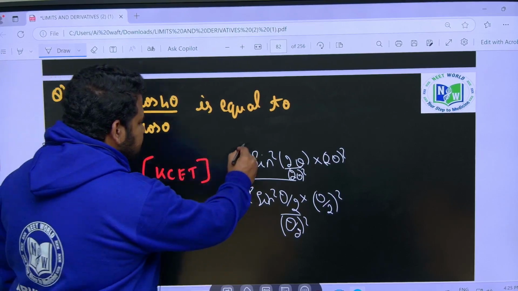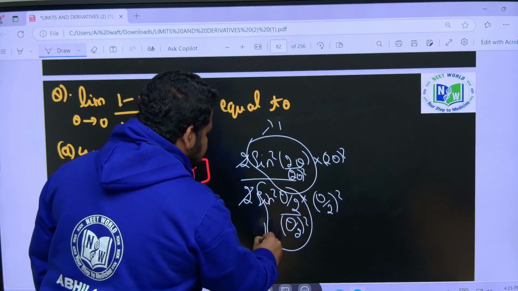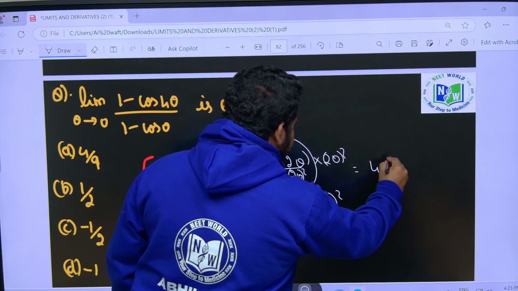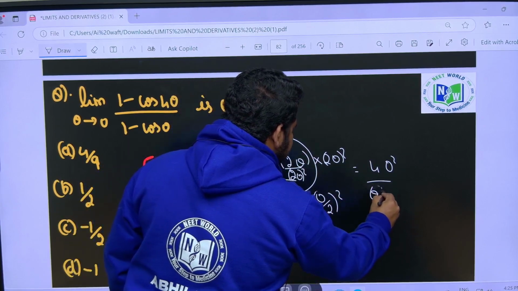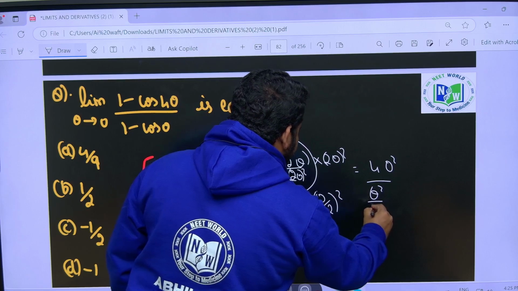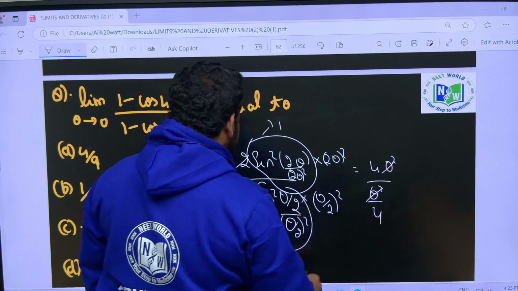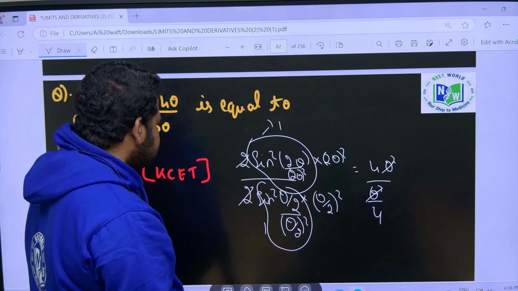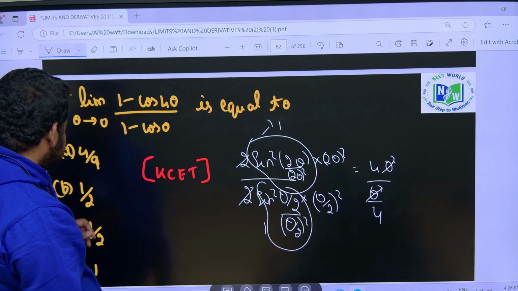So this value is equal to what? The limit of this is nothing but 1, and the limit of this is nothing but 1. So what do I have here? Here I have 4 theta square. Here I have theta square by 4. So theta square cancels. So this will become what, friends?